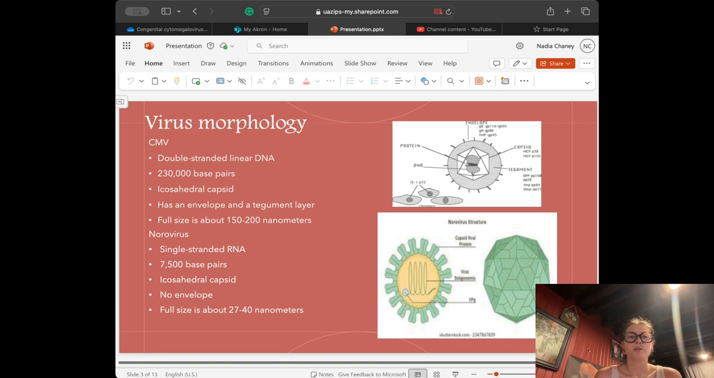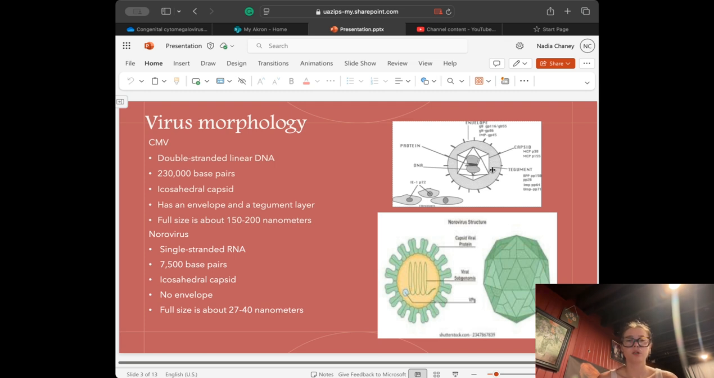The morphology for CMV, it has double-stranded linear DNA. It's about 230,000 base pairs. It has an icosahedral capsid. There's also an envelope and a tegument layer, as you can see in this picture over here. The envelope is on the outside, and the tegument layer is in between that and the capsid. Its full size is about 150 to 200 nanometers, which is one of the largest viruses.